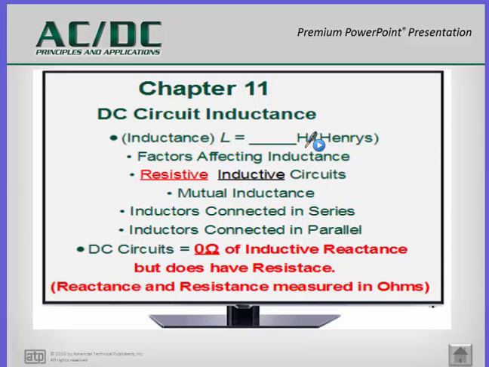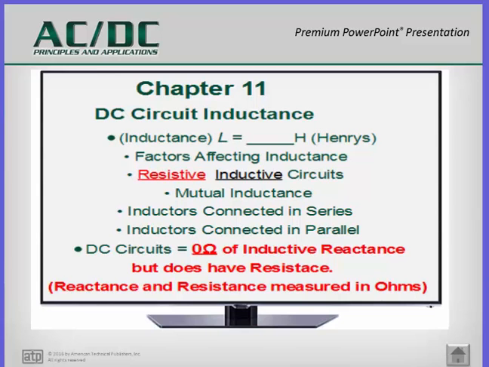We're going to talk about factors affecting inductance, inductive resistive circuits, and mutual inductance. This is the principle by which transformers operate. We're going to look at inductors connected in series and inductors connected in parallel. One thing that you must remember, very essential and important, is that DC circuits have 0 ohms of inductive reactance. Now they do have resistance, but they have no reactance. Also remember that reactance and resistance are both measured in ohms.